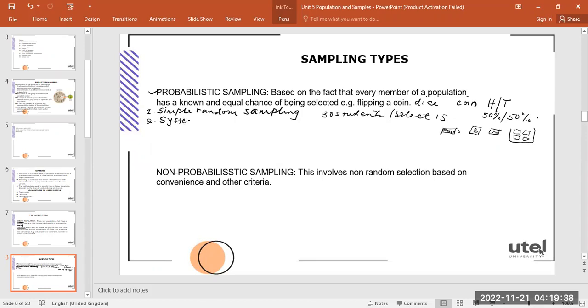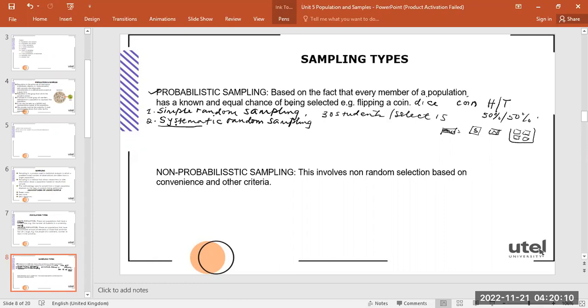Now, the second type of sampling is what is referred to as systematic random sampling. Now, I want us to take note of the word systematic because it actually follows a system. It's also a random sampling, but it has a system. Now, in this kind of sampling methodology, samples are selected at specific or fixed intervals.